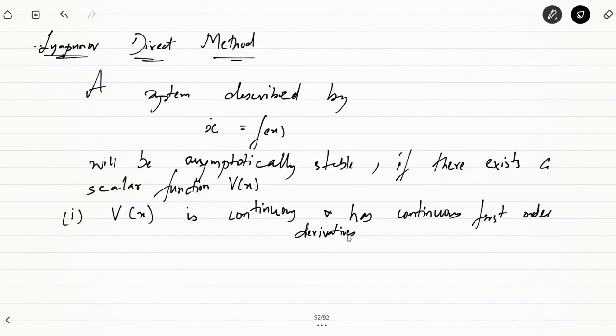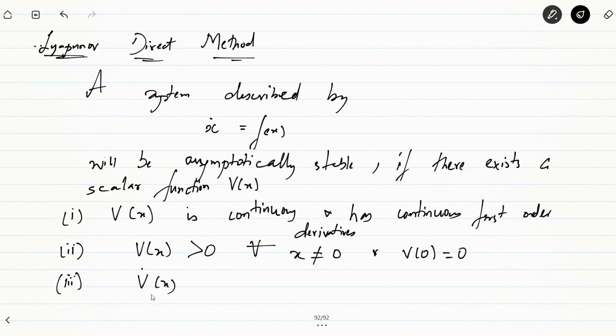So a nonlinear system described by x dot t is equal to f of x will be asymptotically stable if there exists any scalar function v of x such that v of x is continuous and has continuous first order derivatives as well. Secondly, v of x will be greater than 0 for all x not equal to 0. And thirdly, if v dot x is less than 0 for all x not equal to 0.